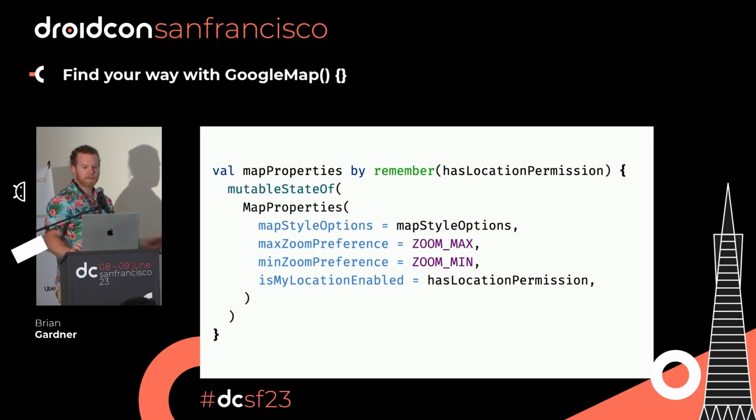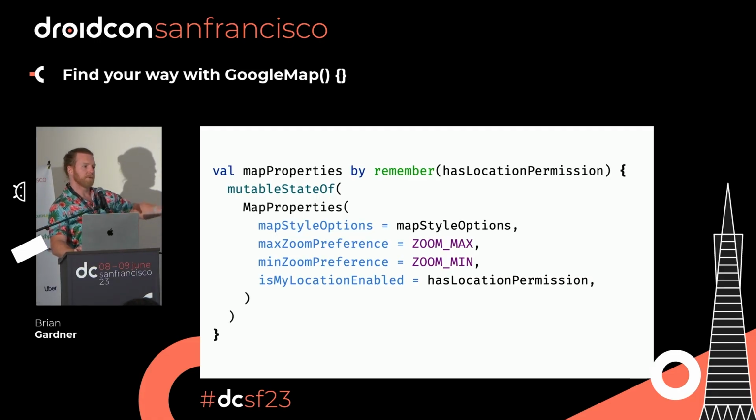Once you have all of this set, we can create our map properties. Now, since we want this to be fast, we're going to remember this. We key it off of this has location permission field. This is just like a custom field that my presenter is sending down, depending on if we have location permission or not. And then we're just going to remember our map properties.